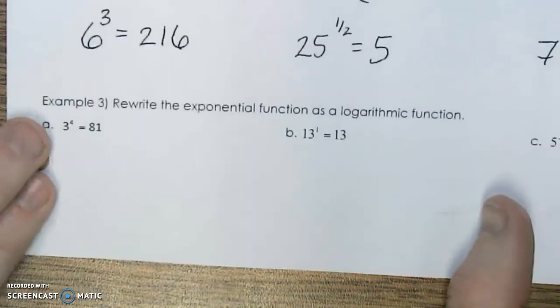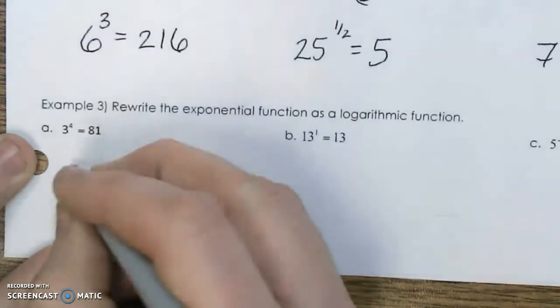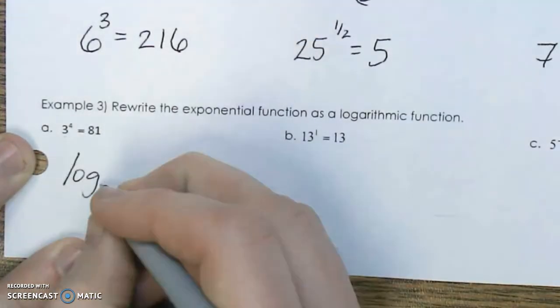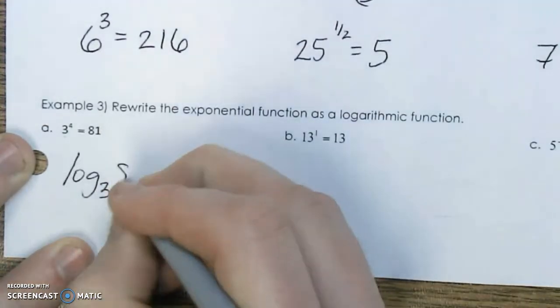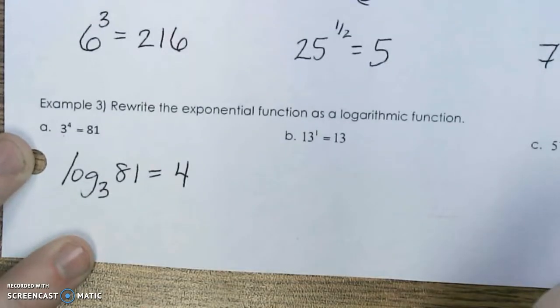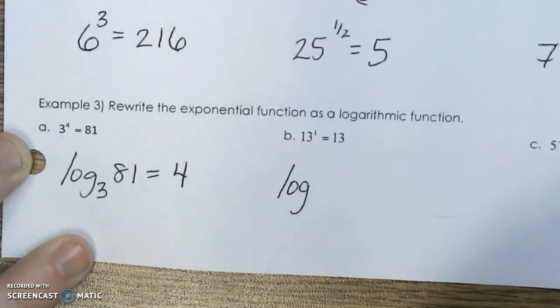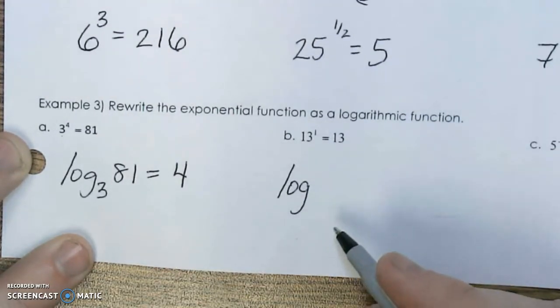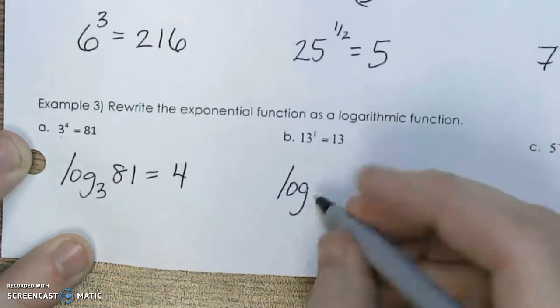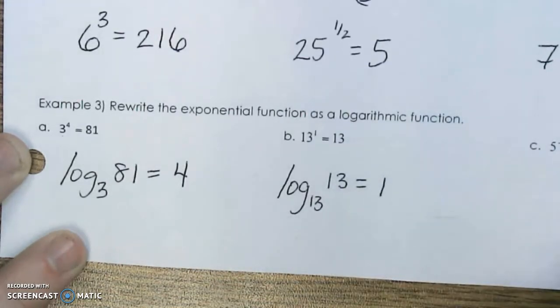Here we're going the other way. So we have exponential form, and we're going to write it in logarithmic form. So this would be log base 3 of 81, and the log equals the exponent, so equals 4. So this one, think about it for a second, try it. So we've got log base 13 of 13 equals the exponent 1. Try the next one.